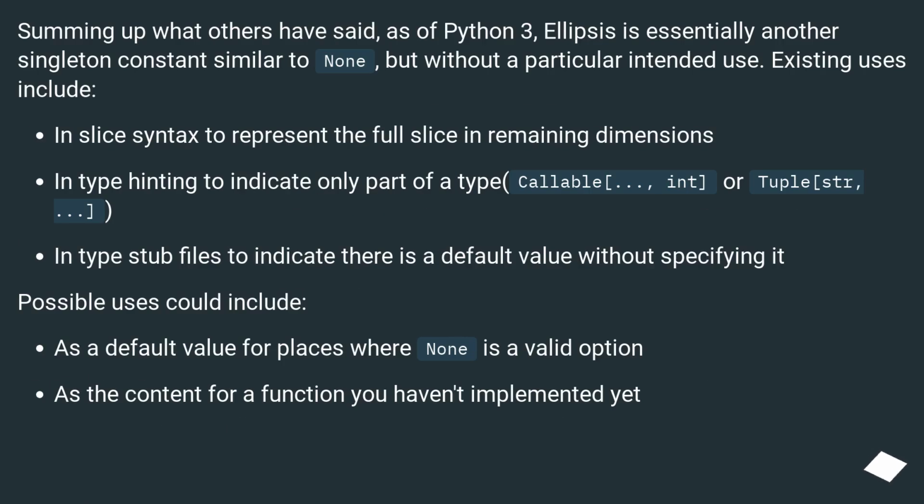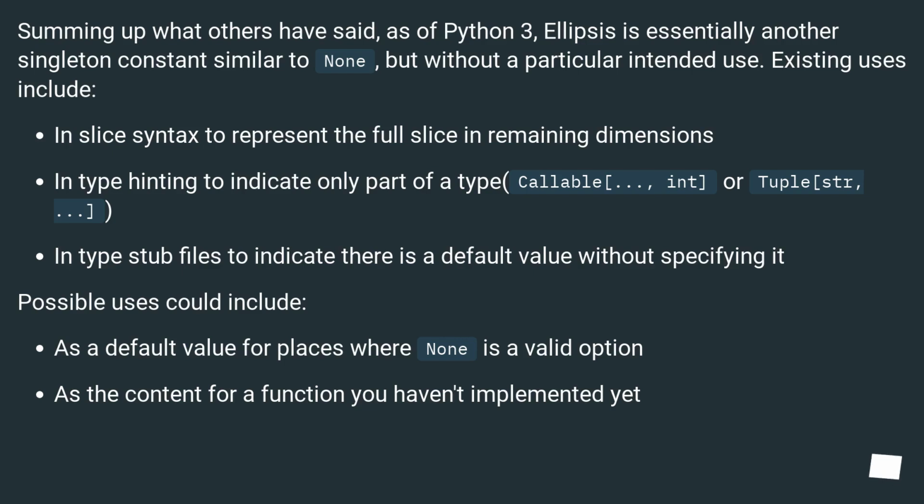Summing up what others have said, as of Python 3, Ellipsis is essentially another singleton constant similar to None, but without a particular intended use. Existing uses include in slice syntax to represent the full slice in remaining dimensions, in type hinting to indicate only part of a type, Callable[..., int] or Tuple[str, ...], in type stub files to indicate there is a default value without specifying it.